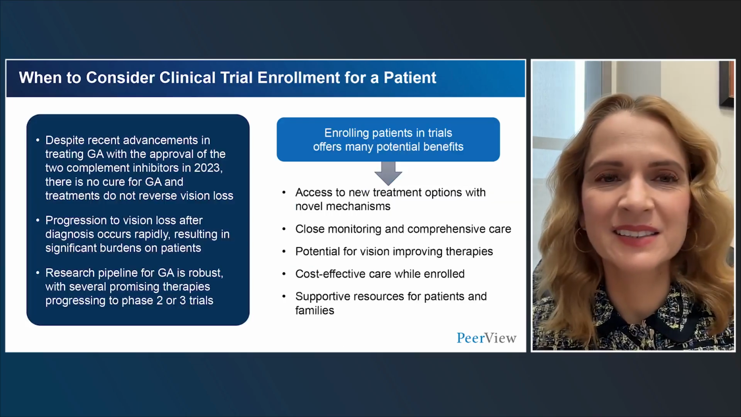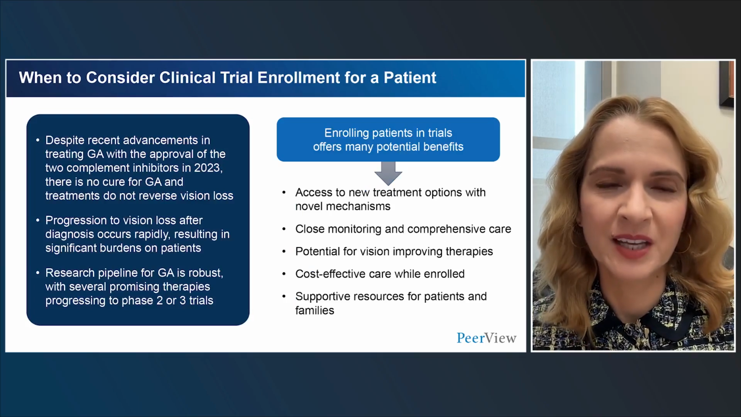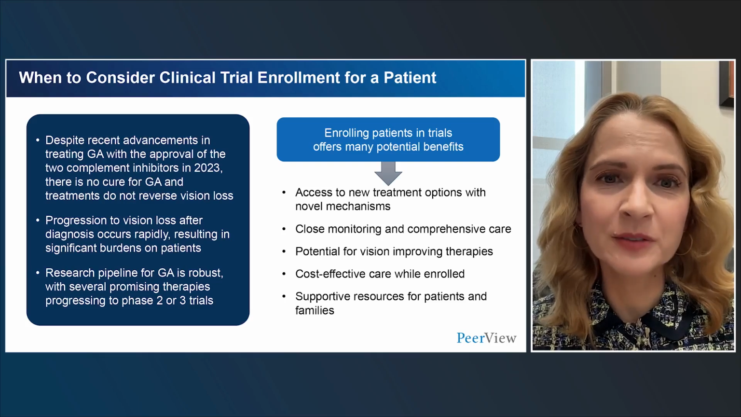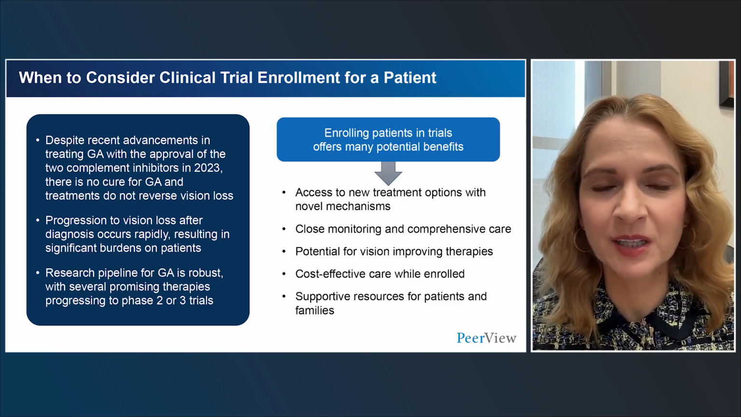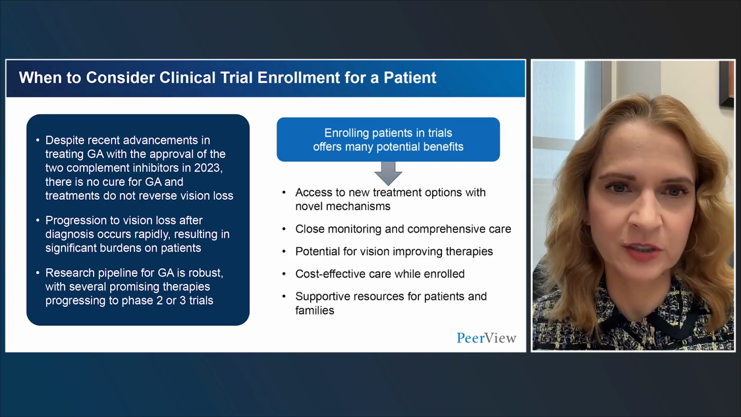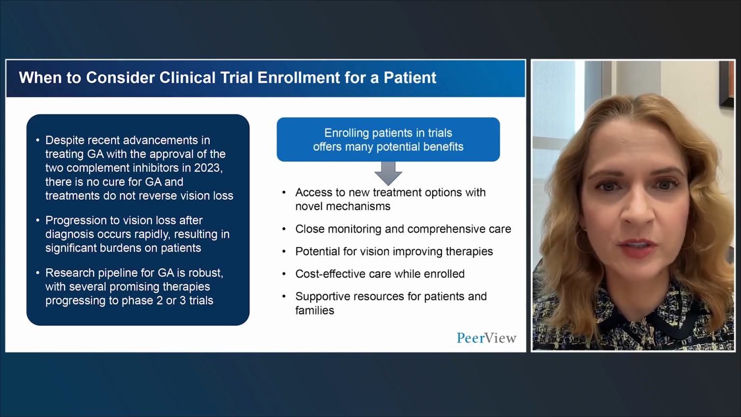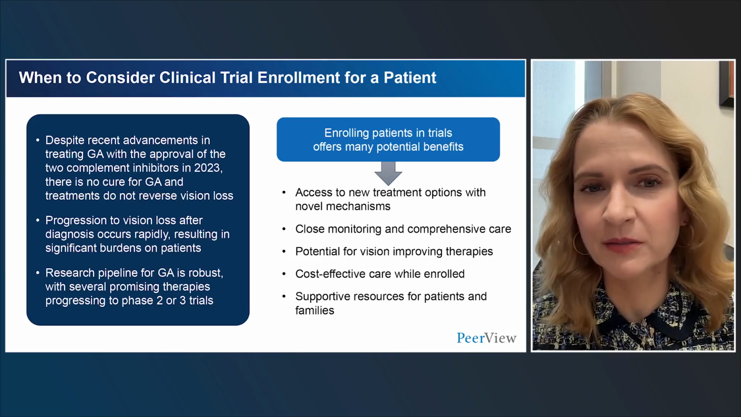This slide discusses when to consider clinical trial enrollment for a patient. Our conversation with patients centers around the fact that despite recent advancements in treating GA with the approval of the two complement inhibitors, there's currently no cure for this disease. The treatments do not reverse vision loss, and progression to vision loss after diagnosis can occur rapidly in these patients, resulting in a significant burden to them and caregivers.